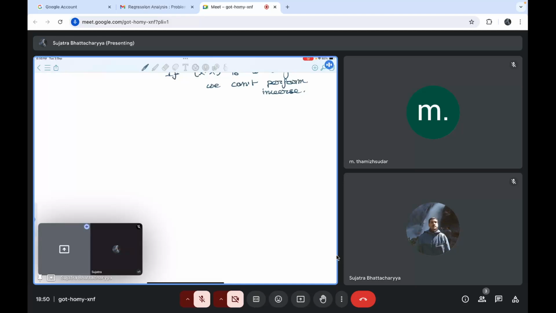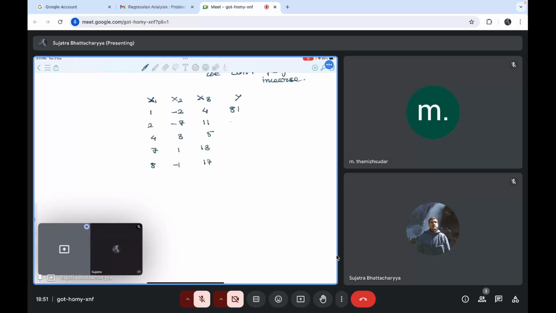One of the examples given in the lectures, which I have taken and which I think is also present in the assignment questions, has x1, x2, x3, and of course y. The data given is: x1: 2, minus 7, 11... the values are 4, 3, 5, 7, 1, 13, and 8, minus 1, 17, and y is 81, 88, 94, 95, and 120.